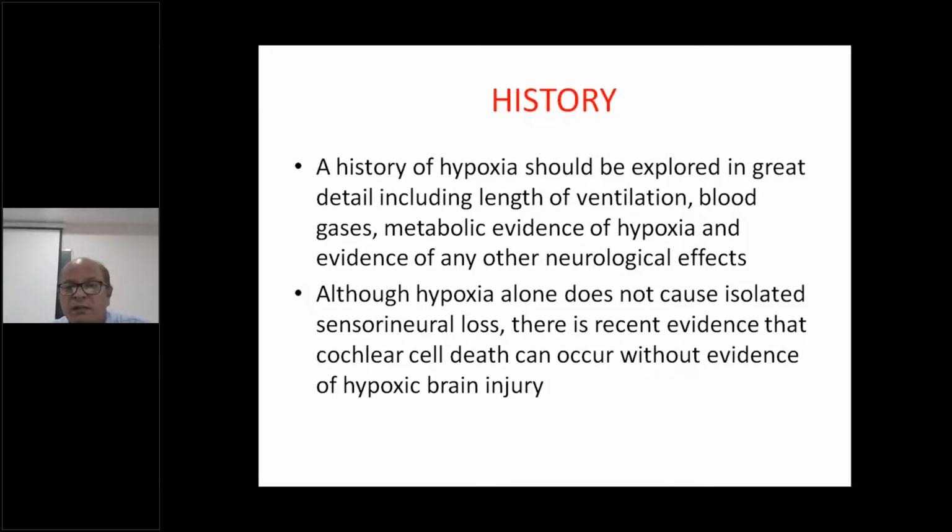So if it is a normal vaginal delivery, you should have all the details. You try to find it out, or you try to extract it from the patient. Very, very important, including the length of ventilation, blood gas, metabolic evidence of hypoxia, and evidence of any other neurological effects.